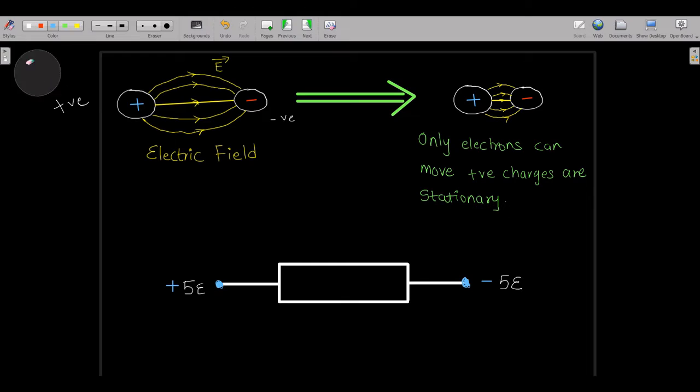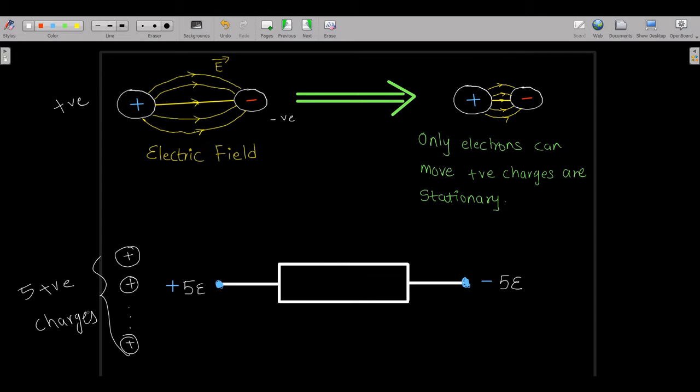So what I am considering is that, let's say I am applying 1, 2, 3, 4, 5 charges over here. So these are 5 positive charges. Okay, just consider this, and here I am applying 1, 2, and similarly 5 negative charges over here.